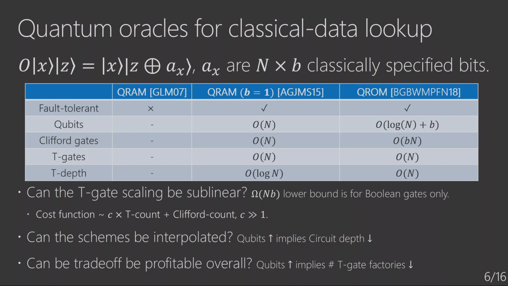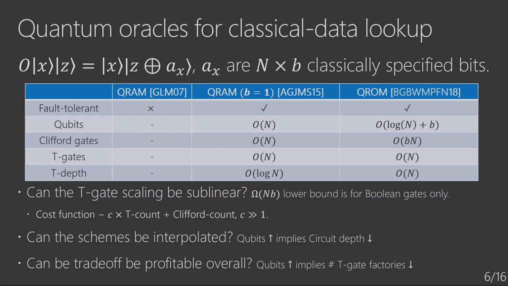Can we interpolate between these two schemes? Here, as we have more qubits, that goes down. I think it's folklore that people know that we can do this, but I haven't seen anybody do it before this paper. And can this trade-off be profitable? Because if you use more qubits, that is fewer qubits you have available to make T gates. So if you use all of your qubits to reduce the depth, but you're making T gates more slowly, maybe it doesn't pay off in the end.